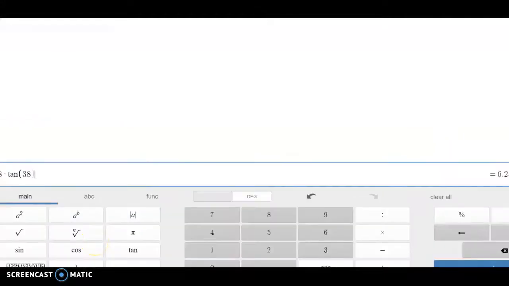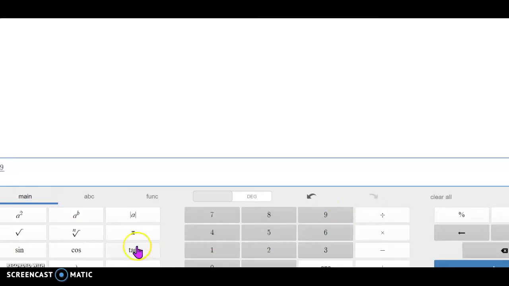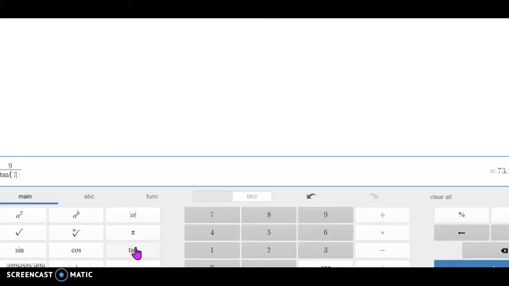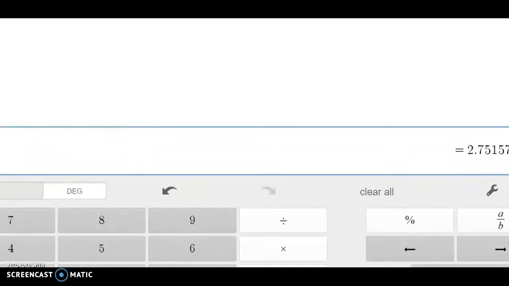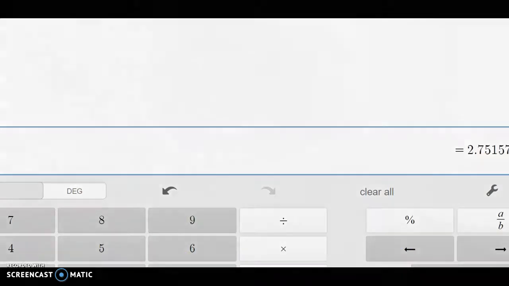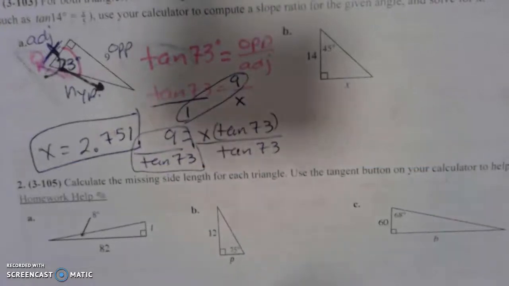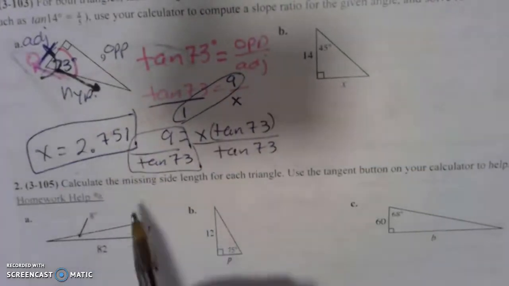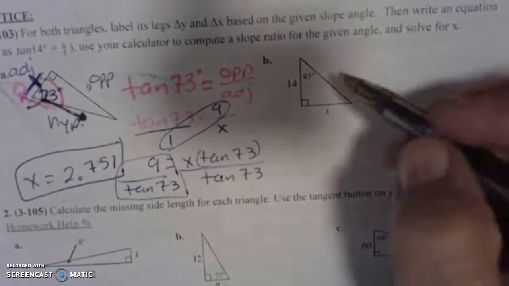So here's what we get. We're going to erase. We're going to get 9 divided by tangent 73, and our answer is, looking at the right hand side, 2.751. Okay, and that is my answer. I will show you what I wrote on my paper, 2.751. So everything is based on the setup of your angle.